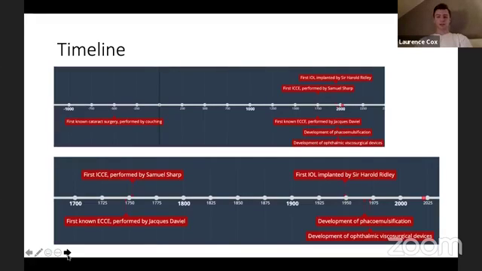Most of the developments then occurred in the last 50 to 70 years, with the first intraocular lens just before 1950, and the development of phaco and ophthalmic viscosurgical devices as well. You can see this red dot here is modern day 2021.